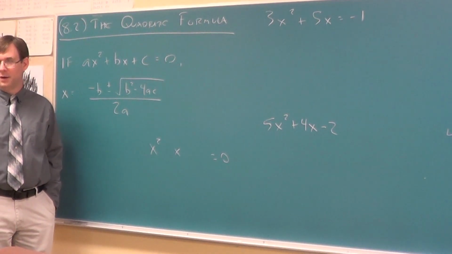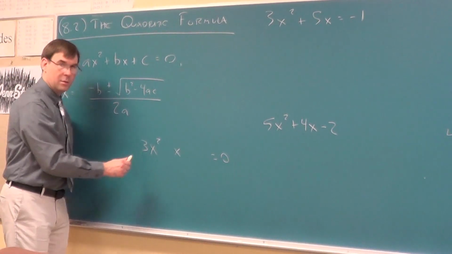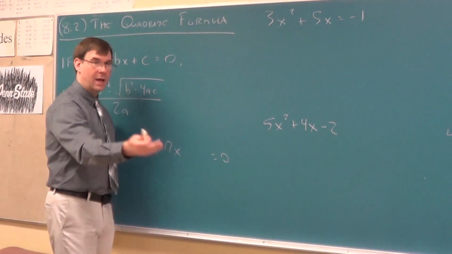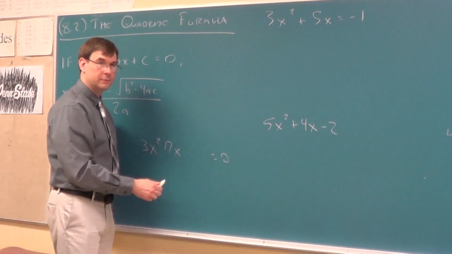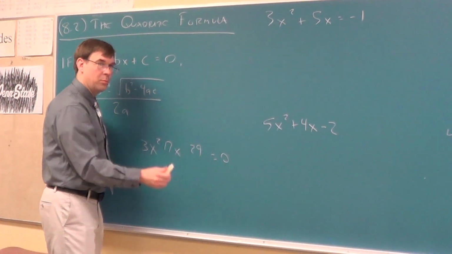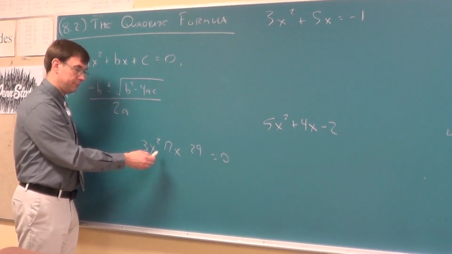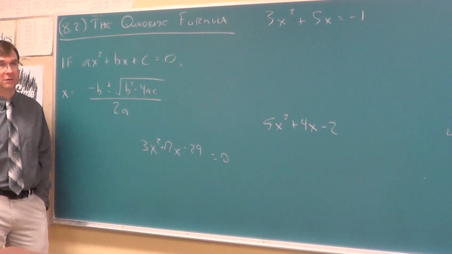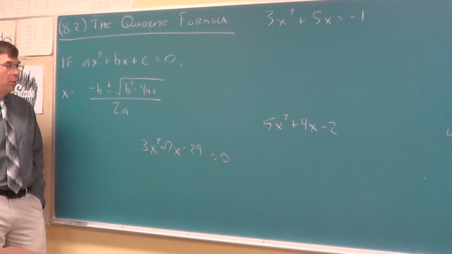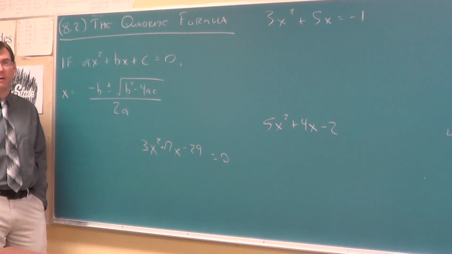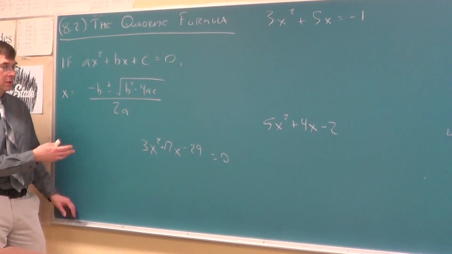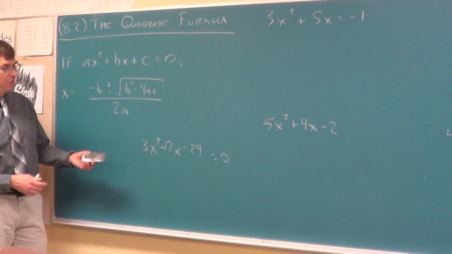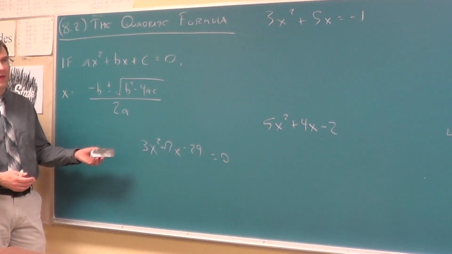pick any number you want. 3, pick any number you want. 17. Pick any number you want. 29. Pick any signs you want. Plus, minus. Okay, that won't factor, not even close. There's no way. I won't waste your time and do that all day, but if we did random number choices and random sign choices and just created problems like this, almost never would you stumble into one that happened to factor.